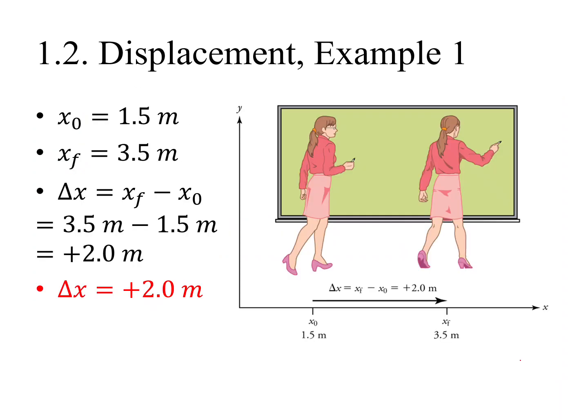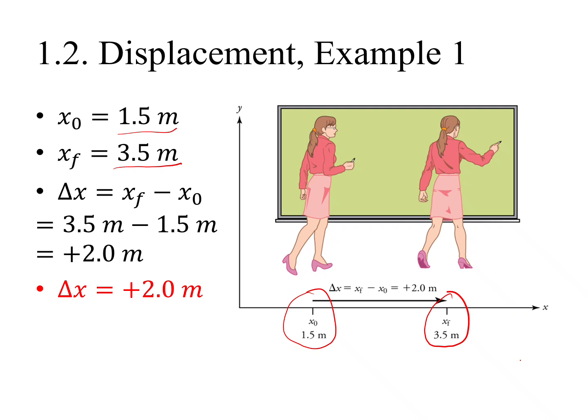Let's look at an example. In this example, we have a teacher moving from one position to another in front of a classroom. The initial position of the teacher is at 1.5 meters according to the coordinate system defined here. The teacher moved to the right 2 meters, so here is the new final position. Now initial position is 1.5 meters, final position is 3.5 meters.